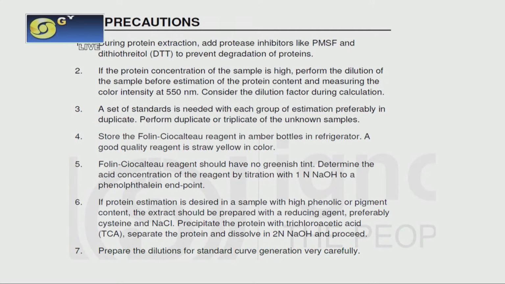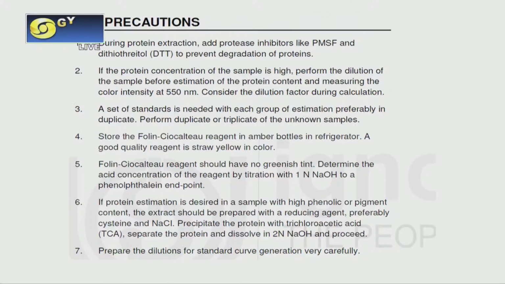Again, you need to undergo some precautions. When you are isolating the protein, you have to add protease inhibitors. If the protein concentration of the sample is too high, you might have to dilute the sample, because if the color is too intense, then your reading may be out of range. So you have to dilute the sample and take the reading. You might have to take the reading again, you have to repeat maybe. A set of standards is needed with each group of estimation. Store the Folin-Ciocalteu reagent in amber bottles because it is light sensitive. Colored bottles, you have to store it. And they should have no greenish tinge.